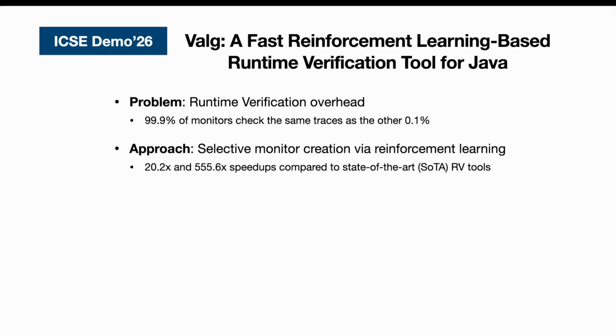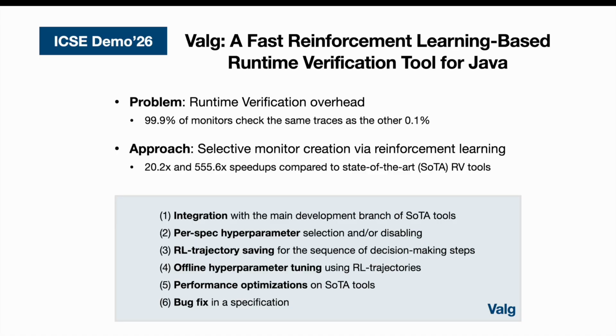So, we recently proposed a novel reinforcement learning-based approach to selectively create monitors while preserving violations. Our tool, Valg, is an implementation of that approach. Mainly, it improves our previous prototype with 6 new features. We will introduce some of the key features in this demo video. For the complete details, please refer to our paper.